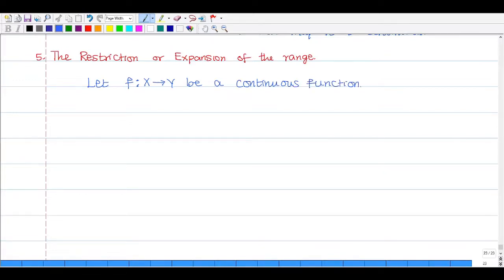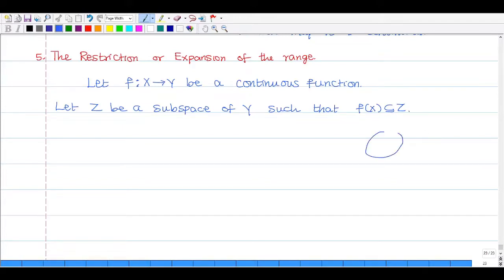இப்போ என்ன பண்றேன் அப்படின்னா, let capital Z be a subspace of Y such that f of capital X இந்த subspace குள்ள இருக்கு Z. அதாவது இது டொமைன் X, இது Y. அப்ப இதனுடைய ஃபுல் இமேஜ் இங்க இருந்து இங்க போறது ஃபங்க்ஷன் f. அப்ப இதனுடைய ஃபுல் இமேஜ் this is my f of X.